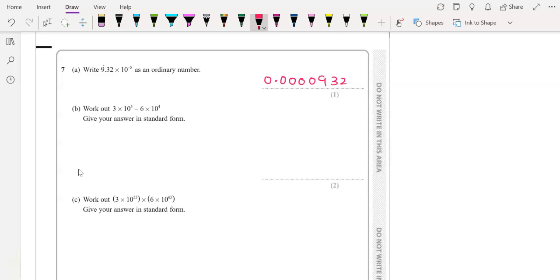So that's your answer. One more easy way to remember is, since the power is minus 5, put 5 zeros, 1, 2, 3, 4, 5, followed by your number 932. Put a point after the first zero. That gives you your answer.